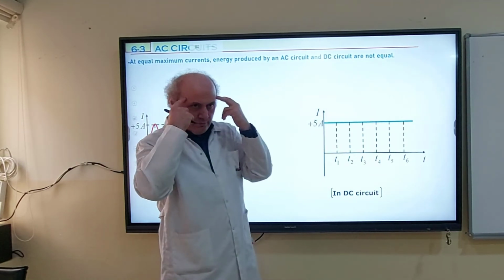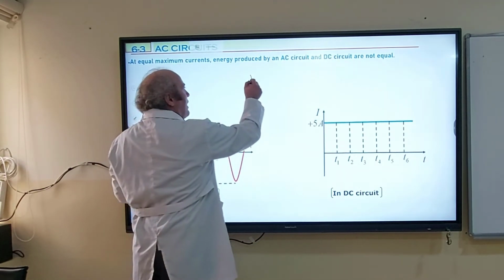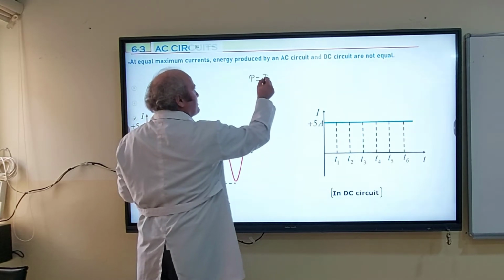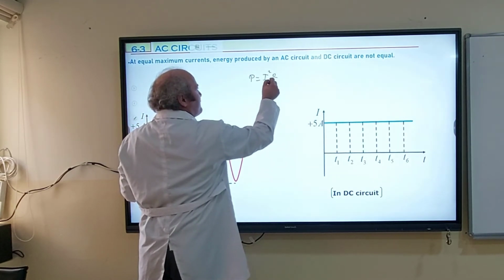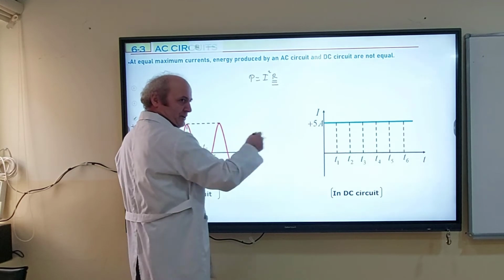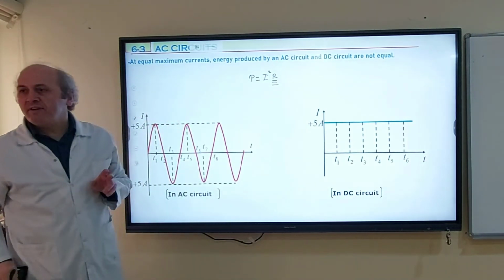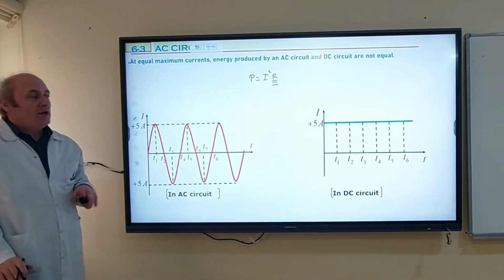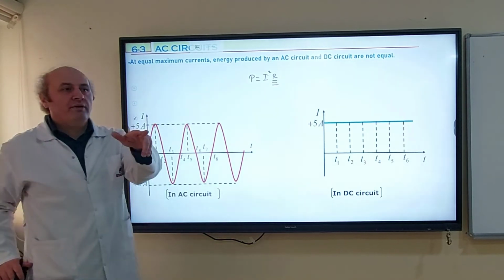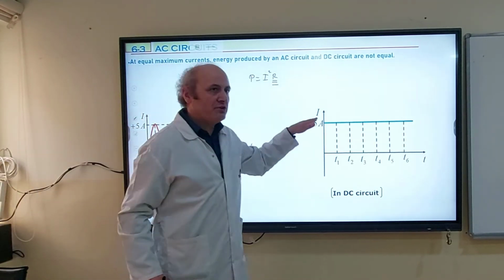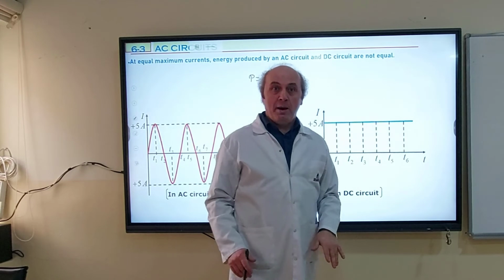So now the question, according to power is equal to I squared times R: if, say, the R's are equal for both circuits, which circuit will have a greater power? AC or DC? The DC. Why DC? Because it's continuously 5. Yes, it's continuously 5. But AC?